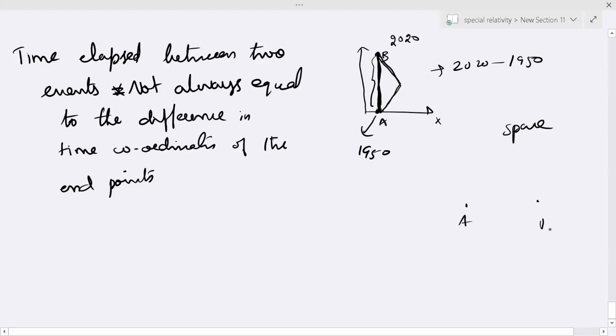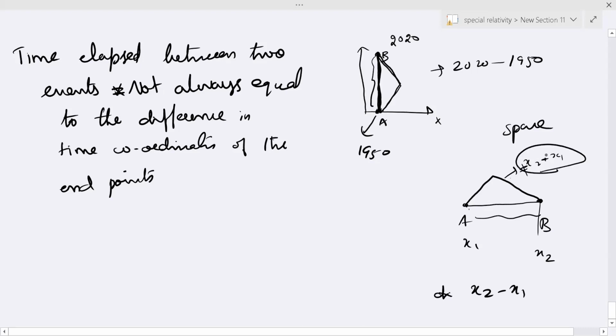We can have two points in space. Now I'm talking about space. We can have a coordinate system, call these x1 and x2. The distance separation between them is x2 minus x1, but the odometer reading is not x2 minus x1 for all observers. We can take a different path here. For an observer who traveled along this path, it's greater than x2 minus x1. It's not equal to x2 minus x1.